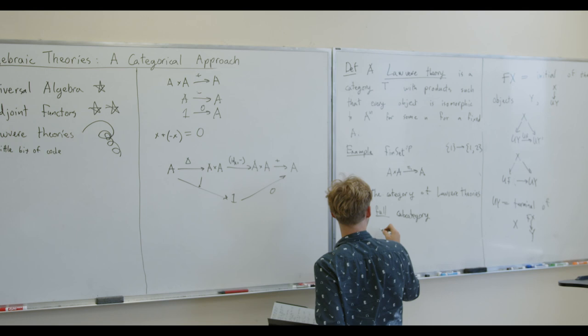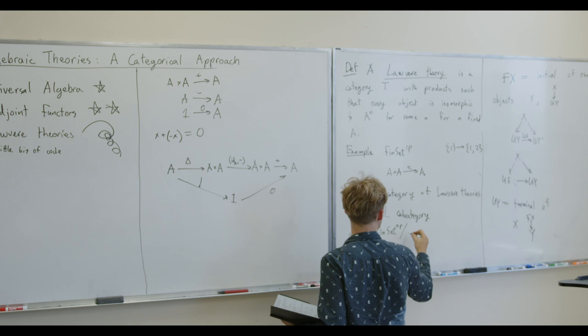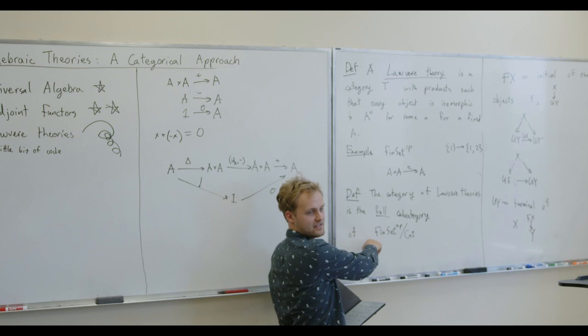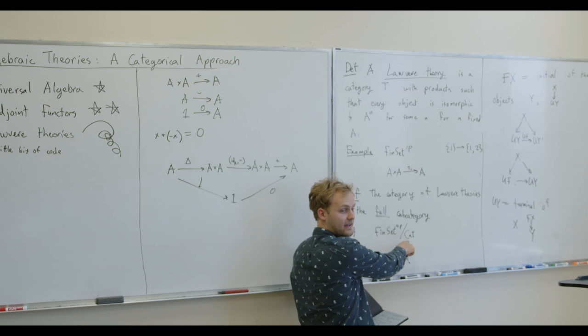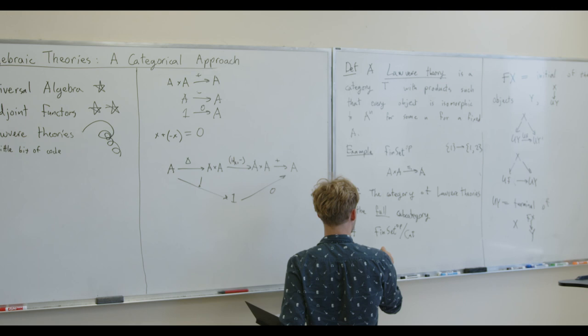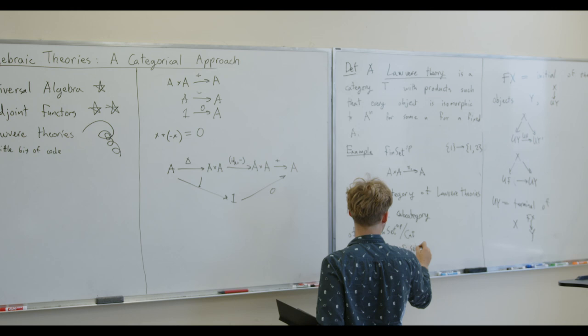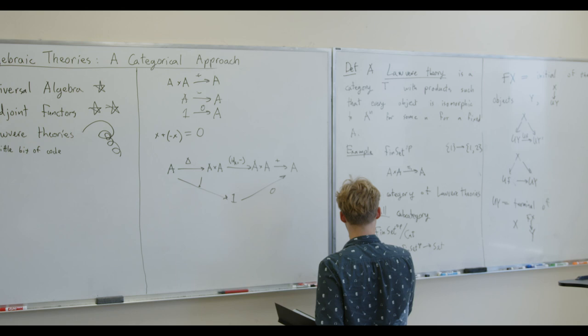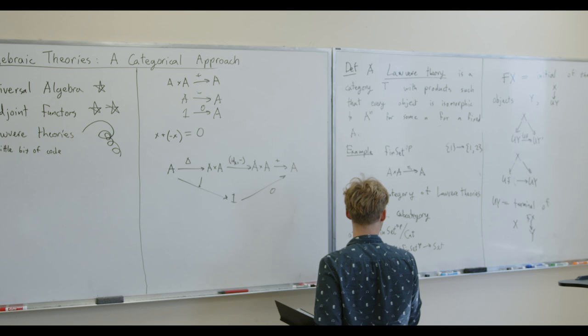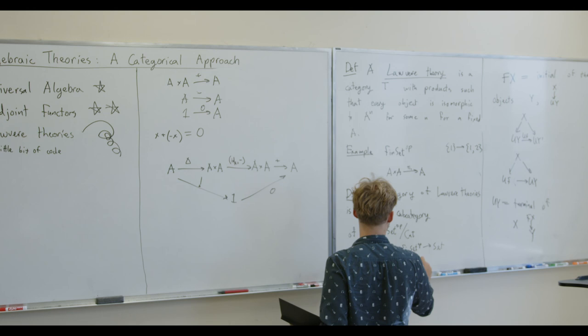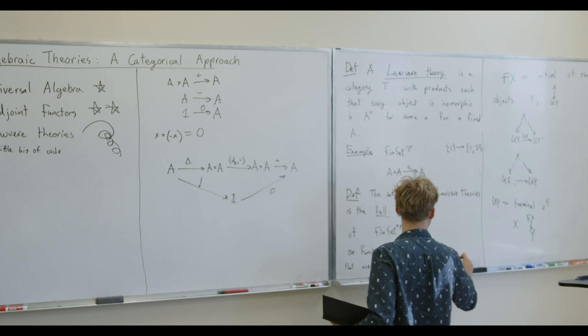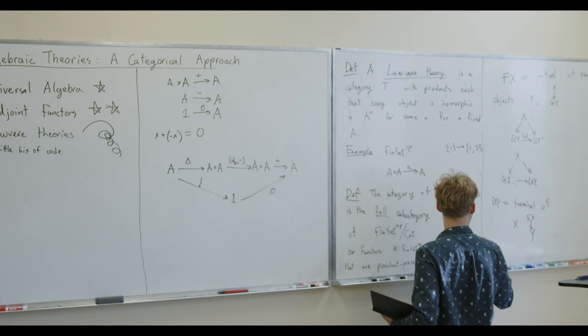of finset op co-sliced over Cat. So what this means is that an object of this consists of a category with a morphism from finset op into that category, on functors from finset op to that category that are product preserving and bijective on objects.